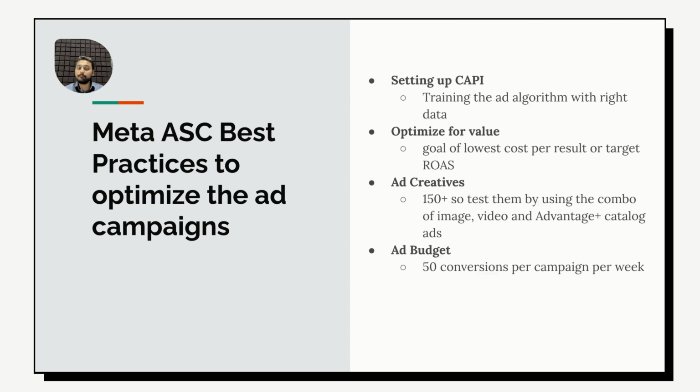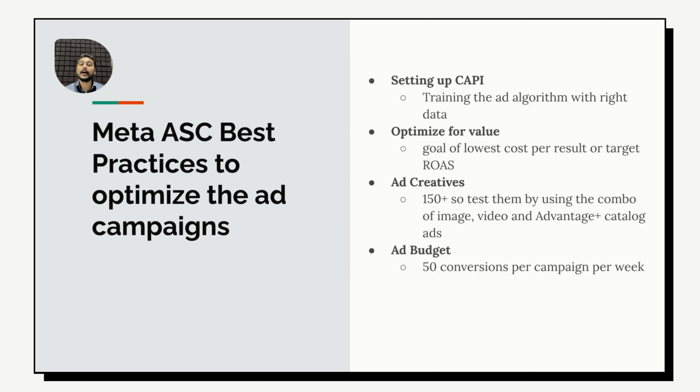So basically, I have mentioned to you in the beginning itself that Meta Advantage Shopping campaigns need high quality first party data or good data. So these machine learning algorithms will learn and train based on the data you pump into the ad campaign or the ad platform.